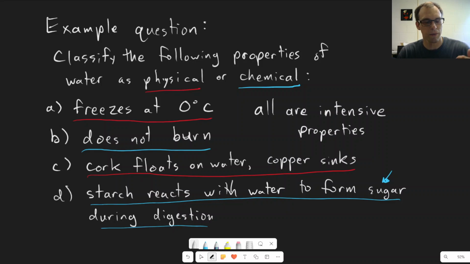So all of these, the fact that water freezes at 0 degrees Celsius, doesn't burn, the density that a cork floats on water, copper sinks, and that starch reacts, those will all happen no matter how much water you have. You may get less of your final product, or you have to have very little corks or whatever, but these are all intensive properties. So coming back to that idea. So hopefully this was a useful example as we're thinking about classifying physical and chemical properties.